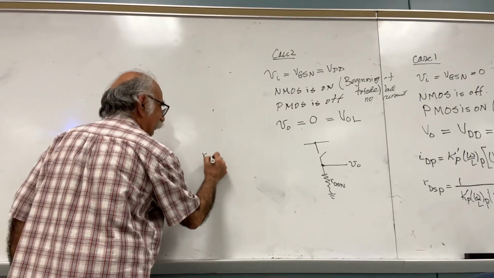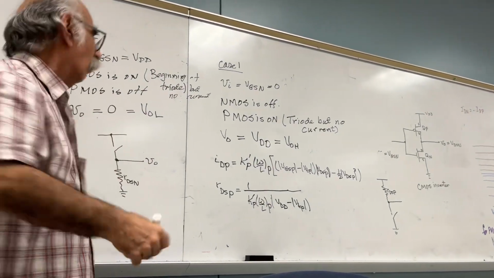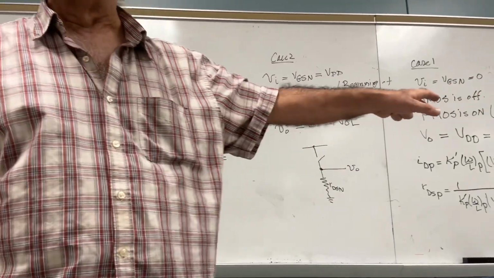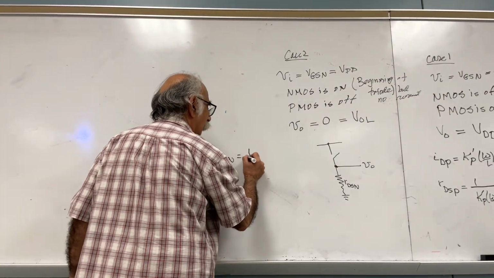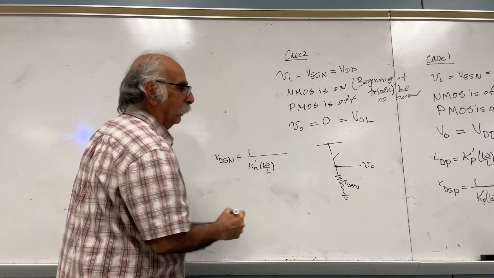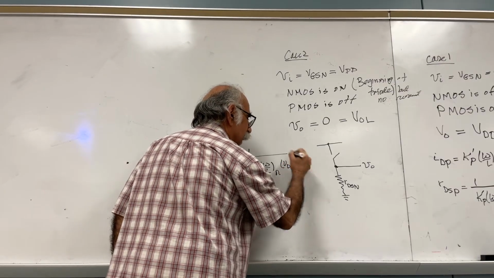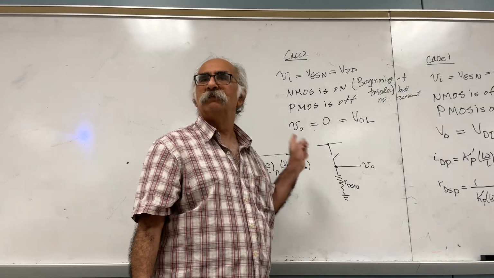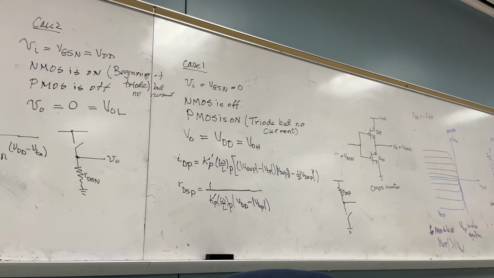Can you get me what is RDSN? Exactly the same as this one, but now it's for the NMOS, and no absolute value. Why no absolute value? For the NMOS, everything is positive. Clear? So it's 1 over Kn prime W over L N times VDD minus VTN. By the way, what did I ignore? I ignored the square term. Did you get it or not? Yes. Oh, clear.